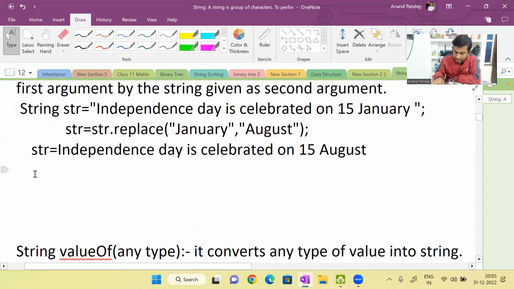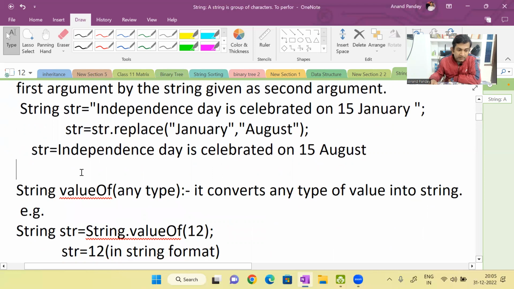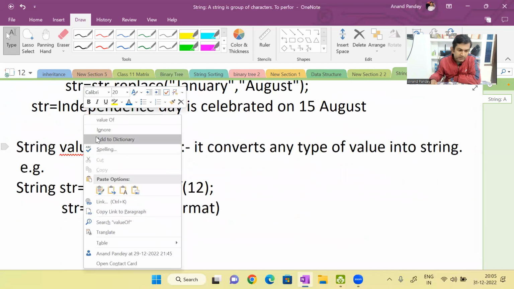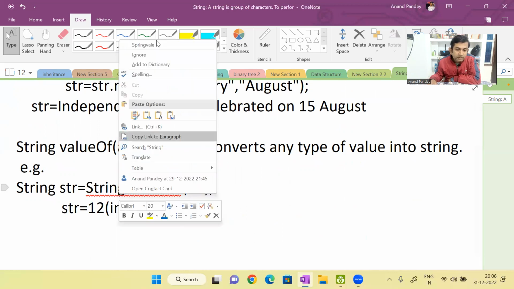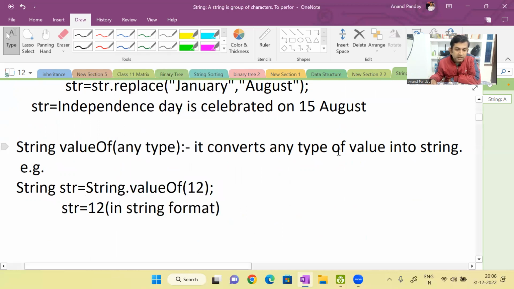Okay. Now the last function of the String class I'm going to explain. It's a very unique function. You can see valueOf, String.valueOf of any type. It converts any type of value into string type. It converts any type of value, byte, short, int, long, float, character, any type of value, can be converted into string type.